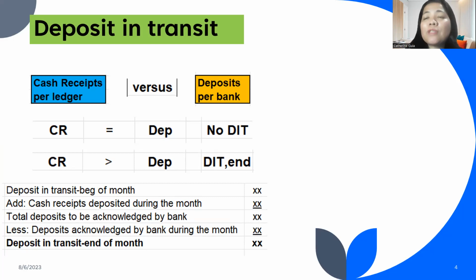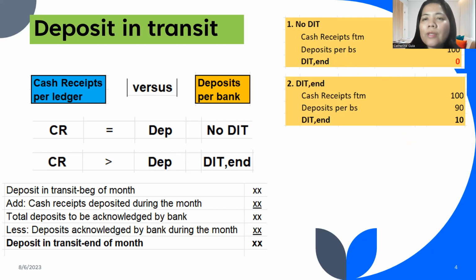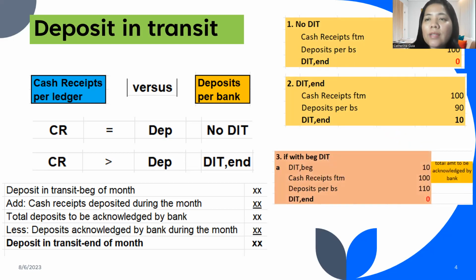So let me share with you a specific example for our deposit in transit. Assuming that the cash receipts per ledger is 100 for the month, and the deposits per bank statement is also the same amount, 100, then there's no deposit in transit. Second scenario, what if our deposits per bank statement is less than the cash receipts appearing in our ledger? Let's say 90 pesos, and the cash receipts for the month per ledger is 100. So we have a 10 pesos difference, and that is the deposit in transit ending.